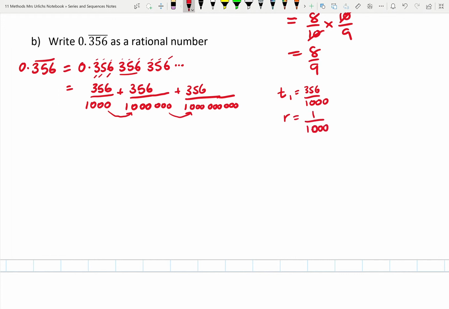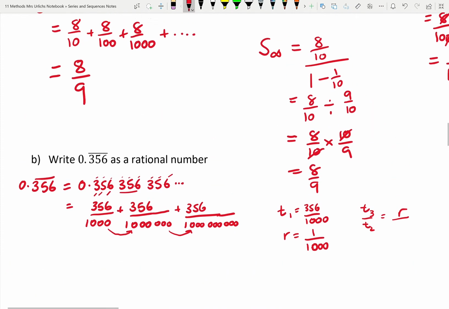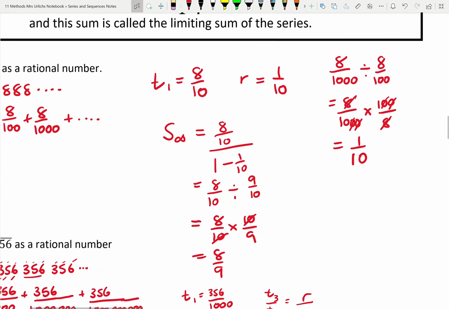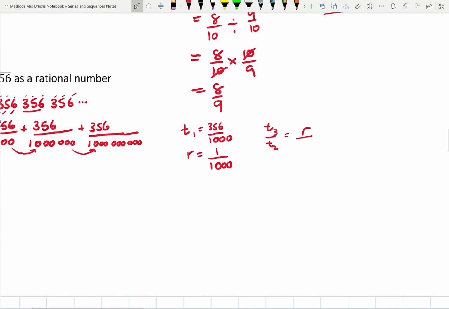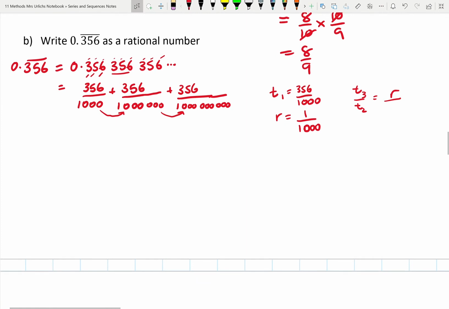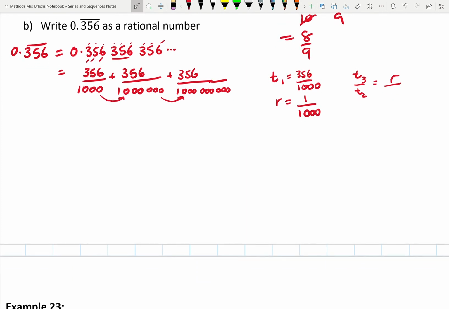If you can't see that just by looking at it, then you just do T3 divided by T2 and so on, and that will give you whatever r is. So just the same way we did it back up here, you can check r using that method. If you are going to eyeball it, just be careful that you're eyeballing it correctly.